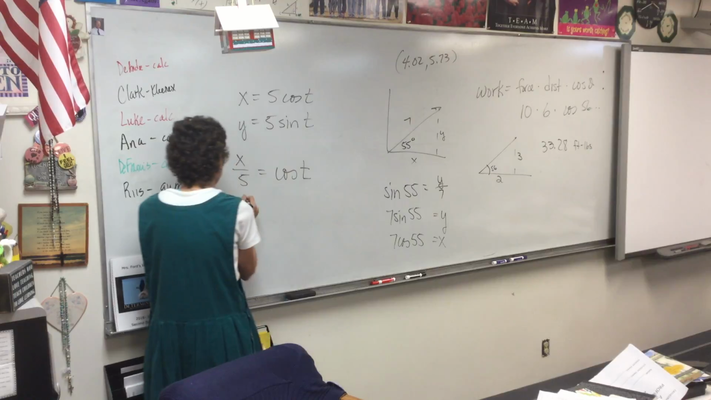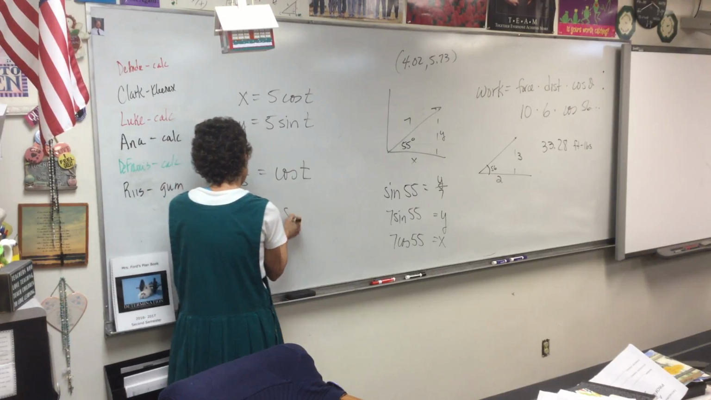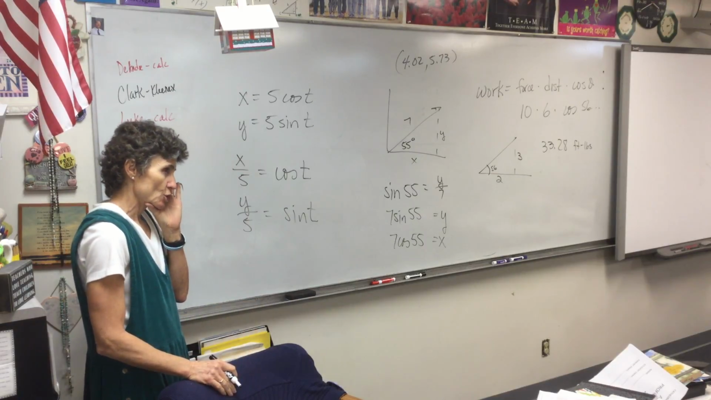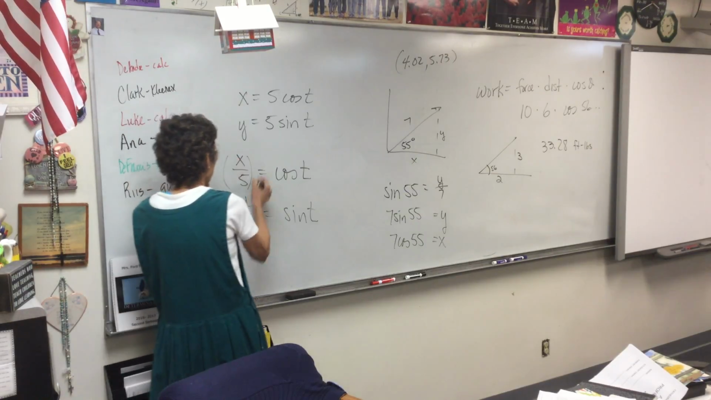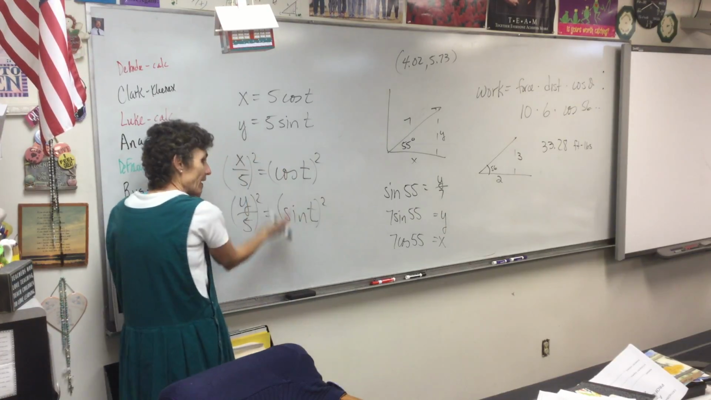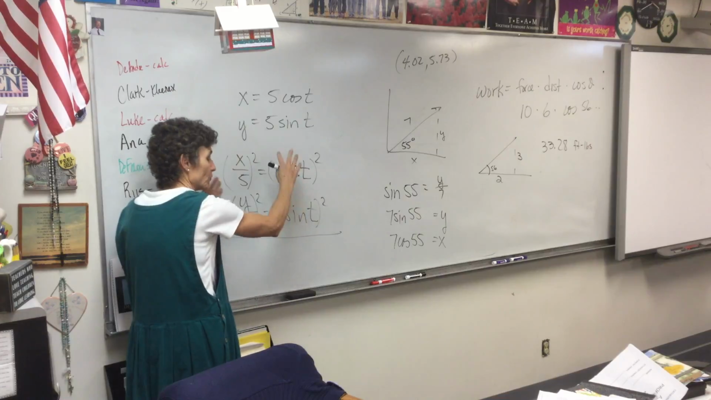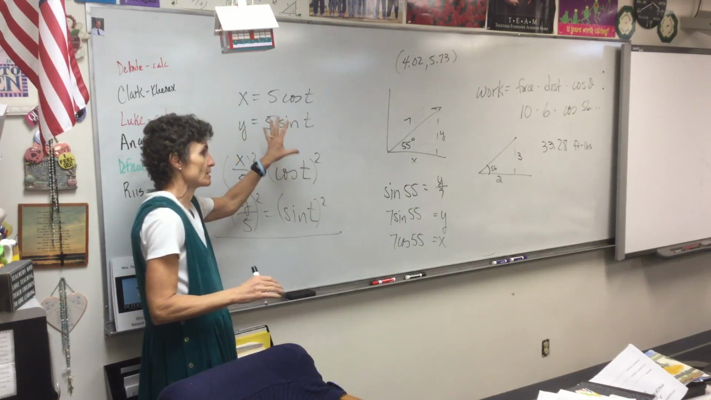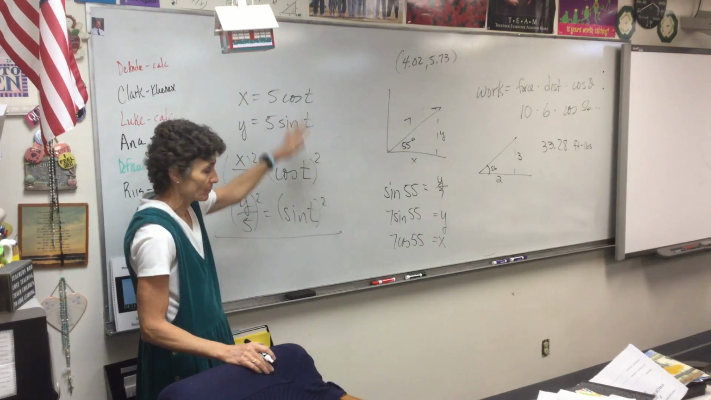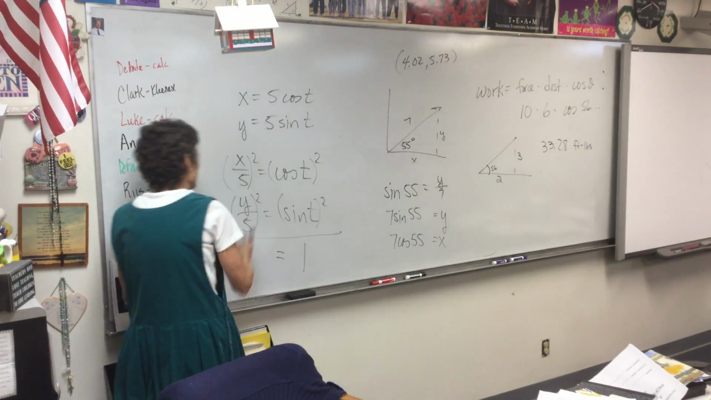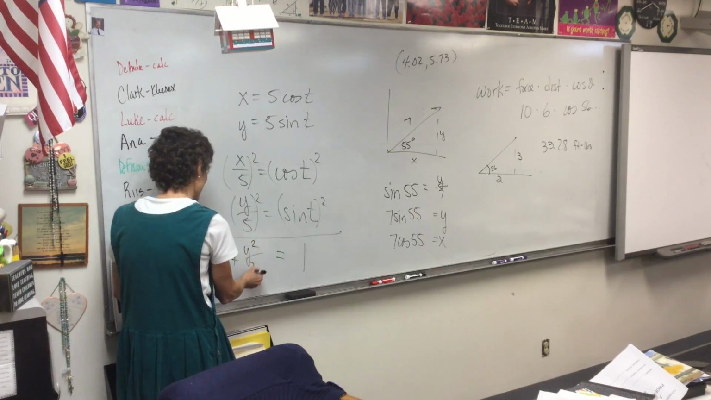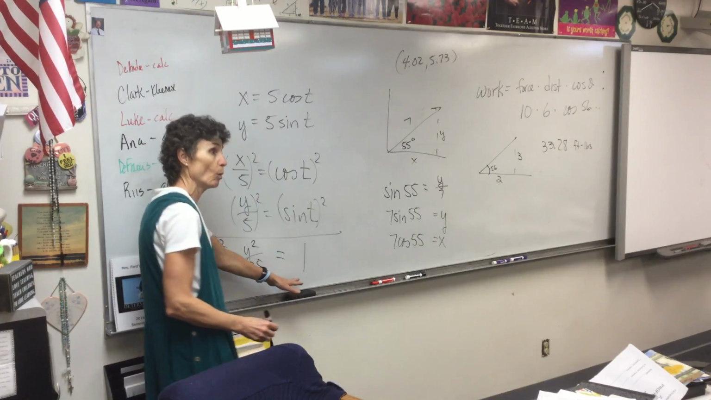You don't have to divide. I like to divide because I know then what I'm going to do next is square. And when I square these things, then I'm going to add them, right? And what's going to happen over here? If all I have over here is cosine squared and sine squared, that's going to always make 1. And then over here, I'm going to have x squared over 25 plus y squared over 25 equal to 1.